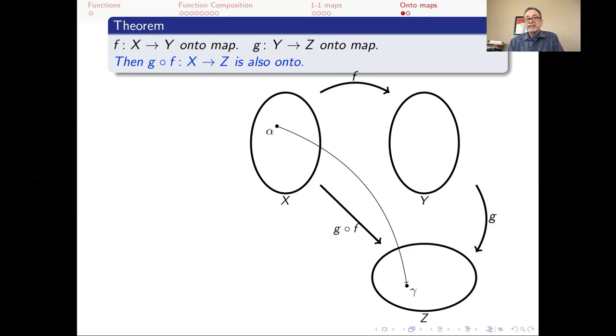Someone gives me this gamma in Z, and I have to find some alpha in X such that G circle F of alpha is gamma. And how do I find that? I go the other way around. I'll say, here's gamma. How am I going to get to alpha? G is onto, so there must be some beta that hits gamma, that G of beta is gamma. And then F is onto, so there must be something in X that hits beta. So there must be some alpha that hits beta. And that alpha will be the one that will go to gamma by G circle F, because G circle F is just F followed by G.